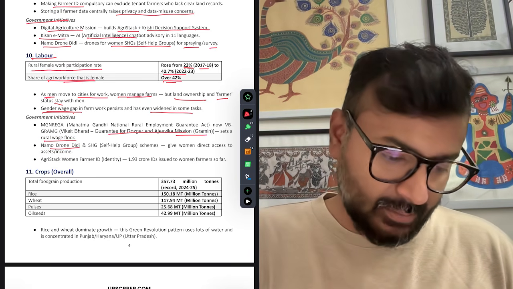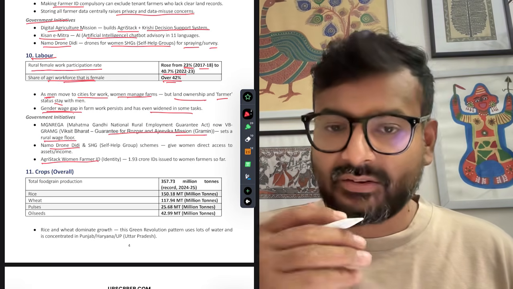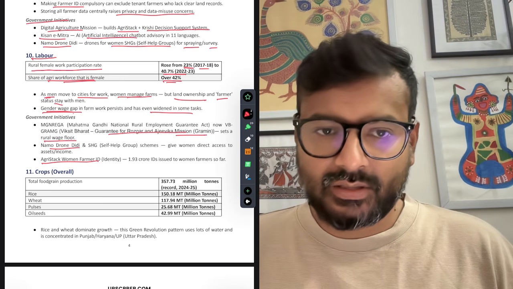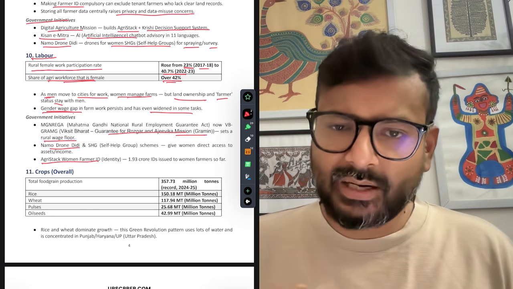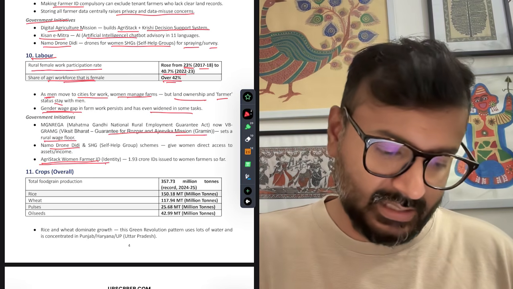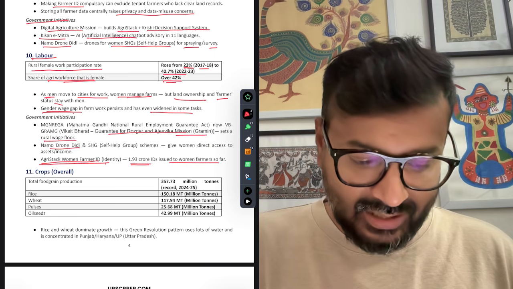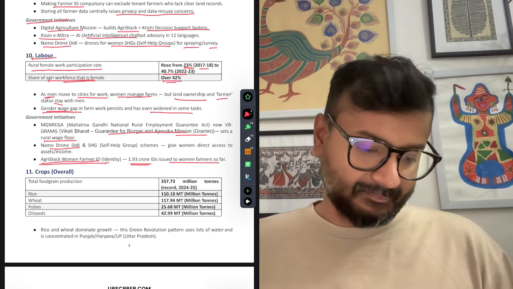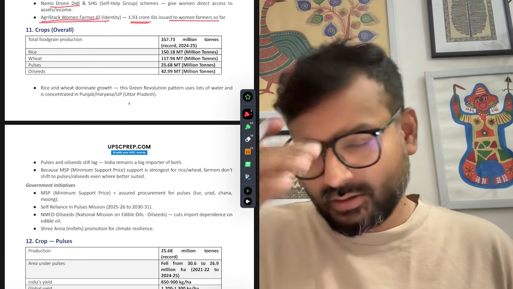Another is, of course, Namo Drone Didi. We have already talked about this. There is also Agri Stack, which is now given to women farmers as well. Although largely they are excluded and do not have ownership of the land, slowly their participation is increasing and they are given farmer IDs. In fact, 1.93 crore IDs have so far been issued to women farmers. So these were all the inputs that go into the field.